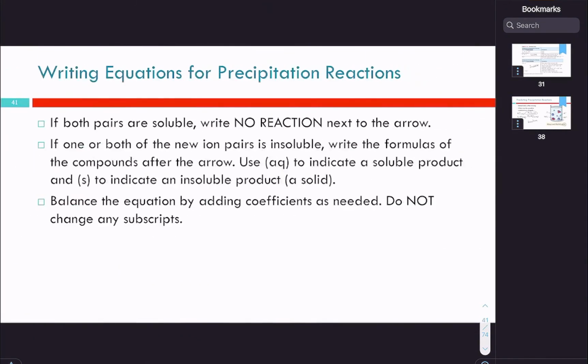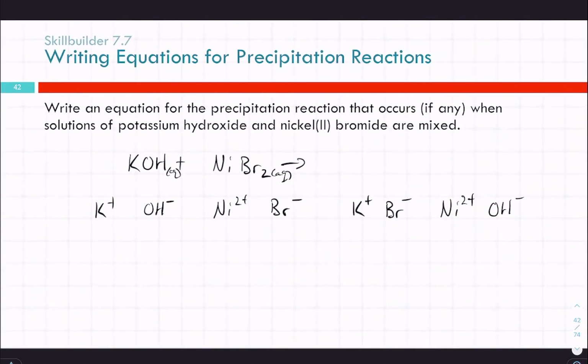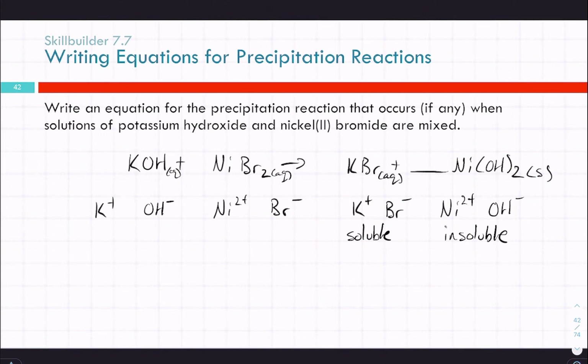Oops, forgot to put that in. So this will be insoluble. This one's soluble. And because we had at least one form of precipitate, we have a reaction. And then we can write these with the charges balanced. This will be our solid. This will be aqueous. And then we can balance it.